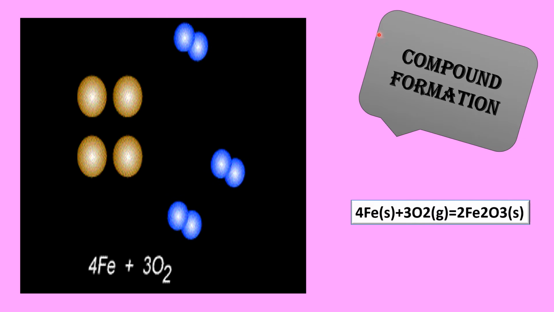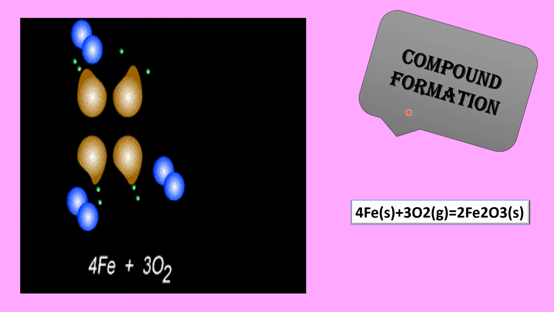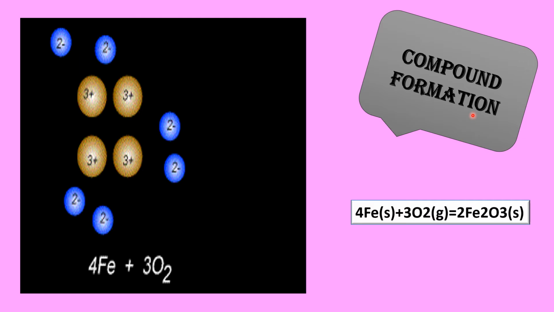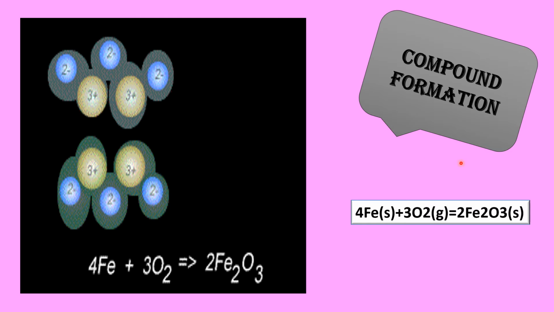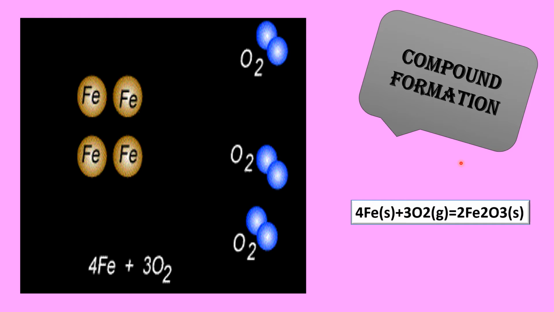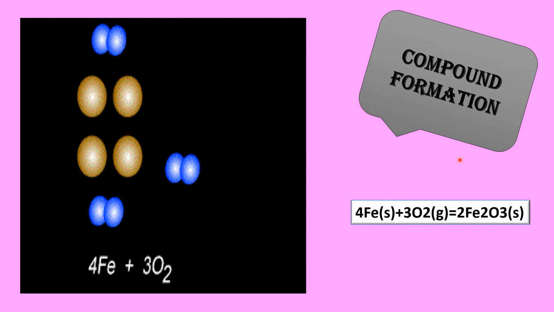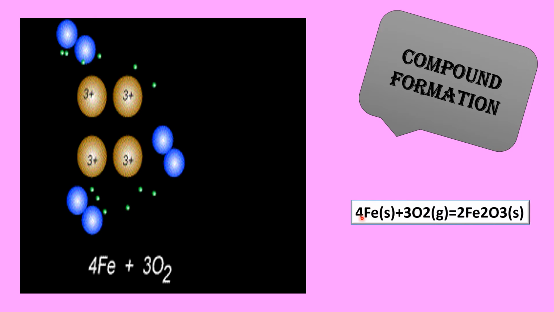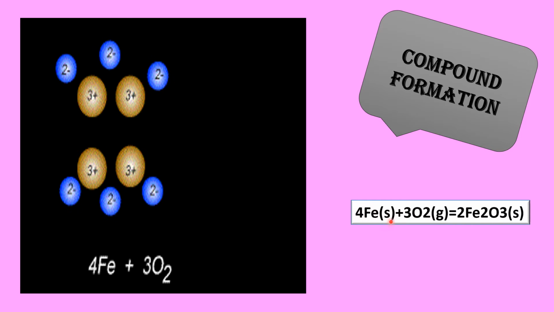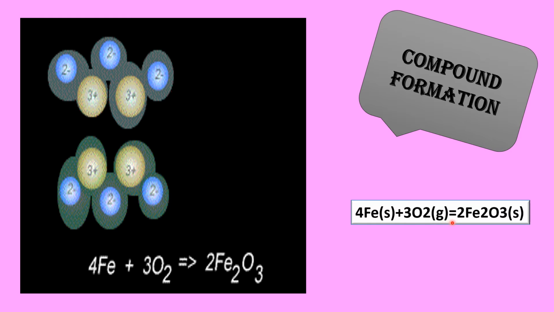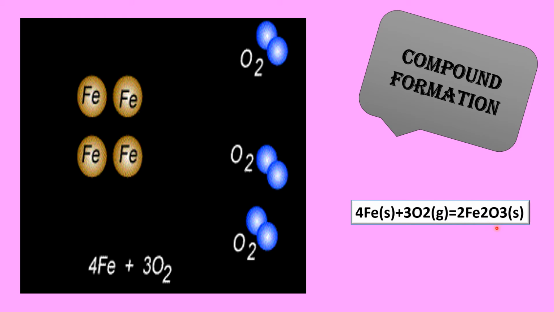Next question is, show the formation of a compound. Any compound, you can take any example. But here I have given you example of formation of Fe2O3, that is iron oxide. Now see, 4Fe, that is solid, plus 3O2 equal to 2Fe2O3. This is a balanced reaction.